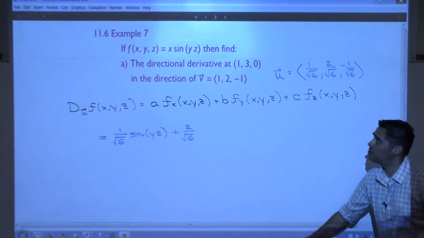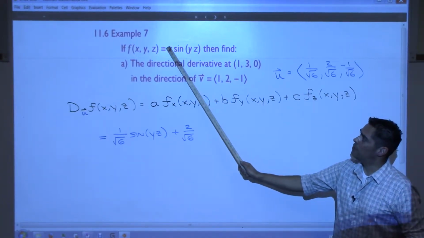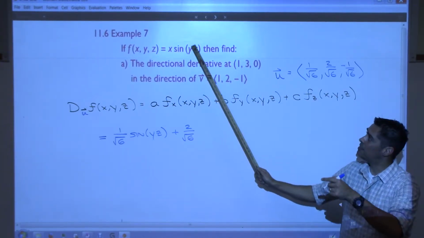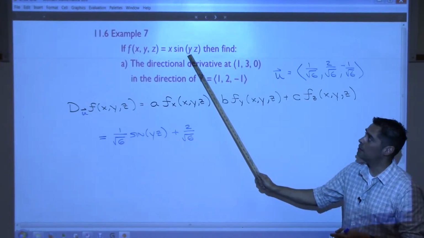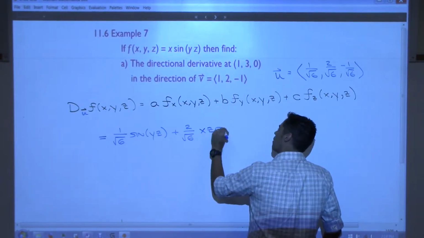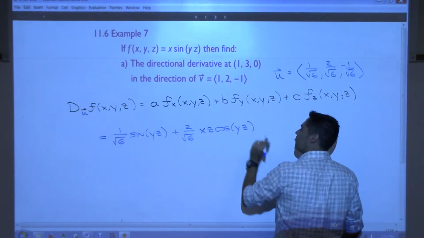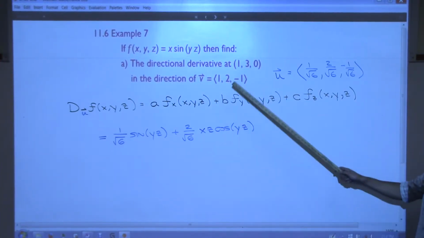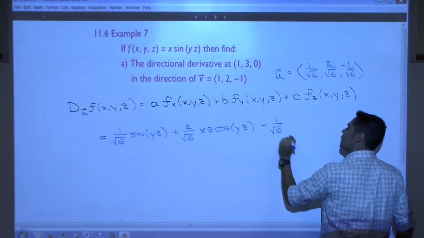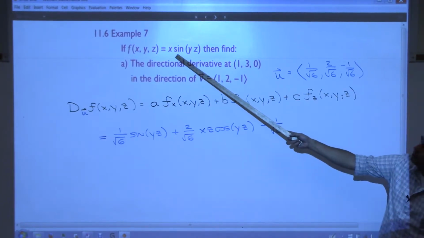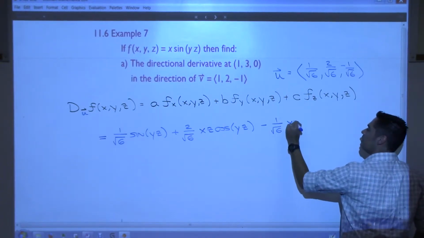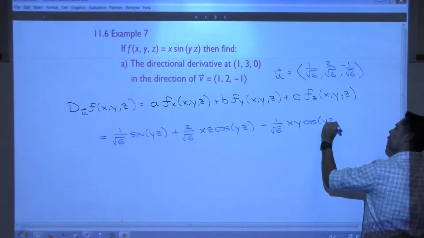Right? Ignore the x, because it's a constant. What's derivative of sine of yz? Cosine yz. Then derivative of what's inside with respect to y? Z. So it's actually going to be xz cosine yz. Plus c, which is minus, so minus 1 over root 6. And now the derivative of this with respect to z. So xy cosine yz. Good.